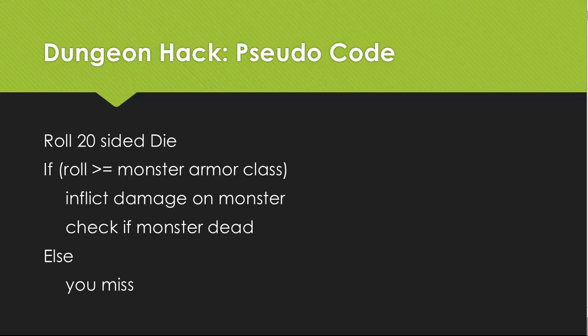So my logic is I'm going to roll a 20-sided die. Then if that roll is bigger than the armor class of the monster, which is just a value that says how much protection the monster has, if I roll better than that, then I need to inflict damage on the monster, then check if the monster's dead. Otherwise, if I didn't roll high enough, I have missed the monster. That means I took a swing at him with my weapon and I didn't hit the monster. What I'd like to do now is write this code in Java and see if I can get this working. Let's try it out.